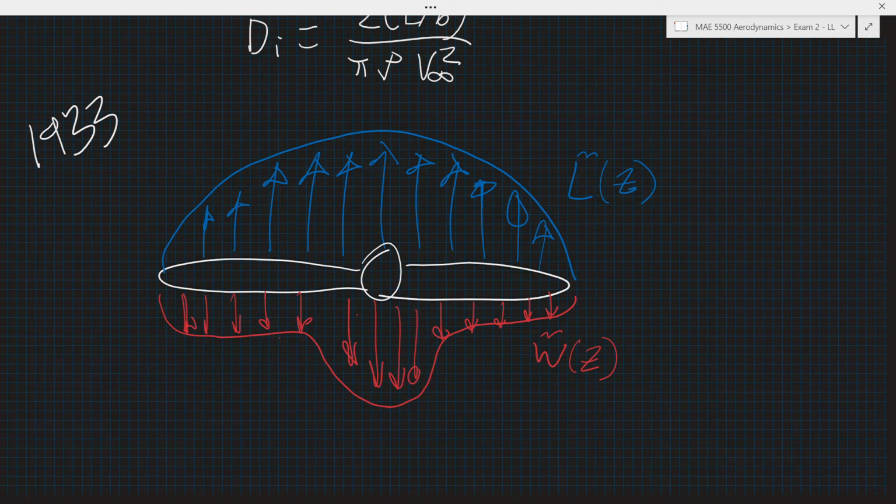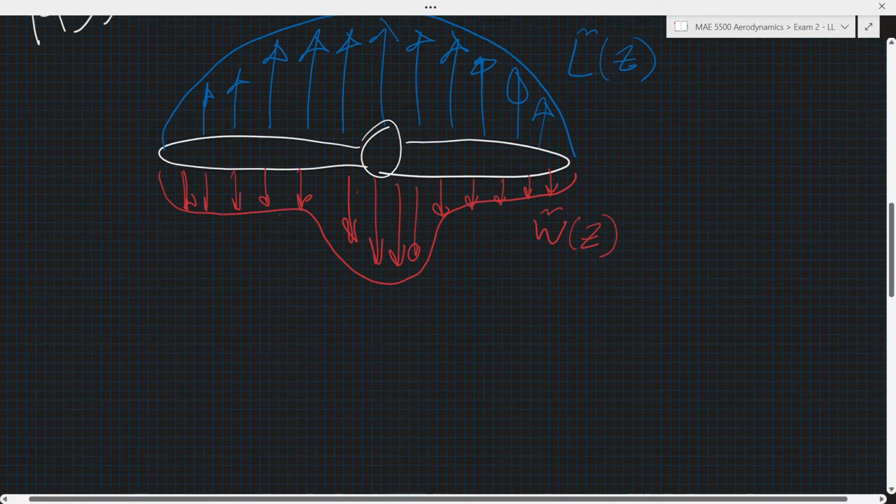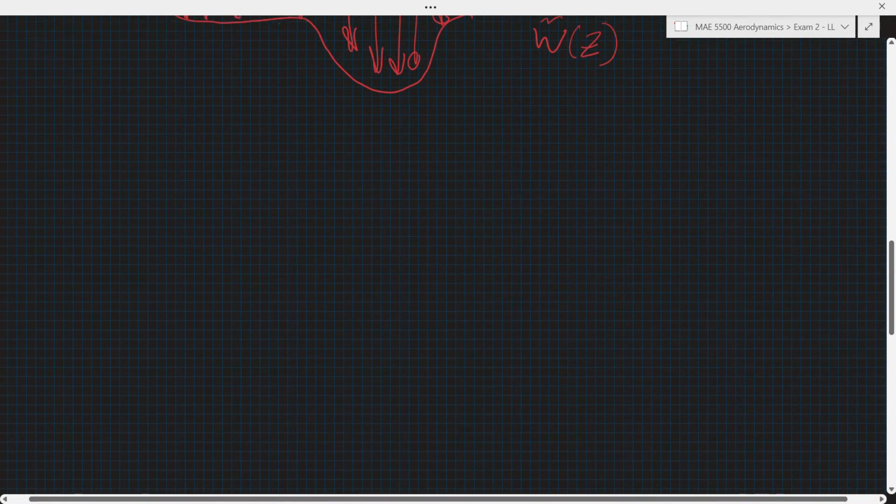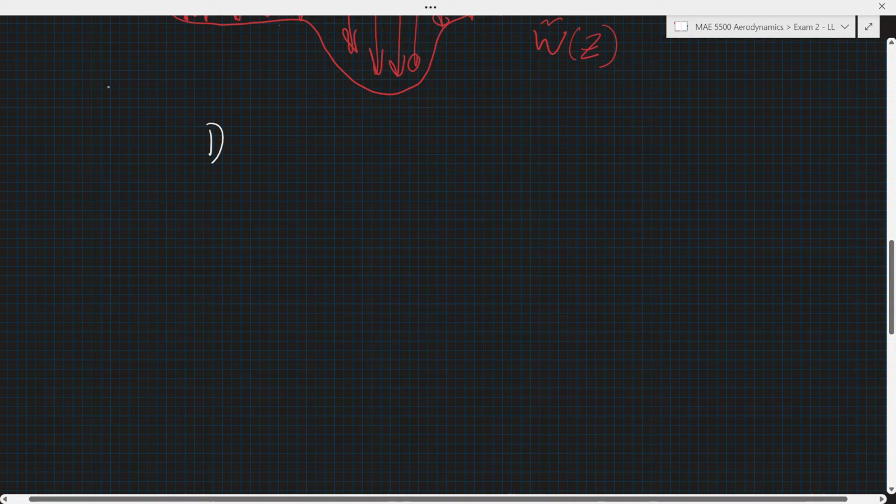And so he wanted to look at, well, what if we change this lift distribution over here to more closely match this weight distribution? In other words, what if we try to minimize this wing bending moment as well as minimizing drag? What will that do for our equations? And so with that in mind, he came up with 4 constraints for his optimization.